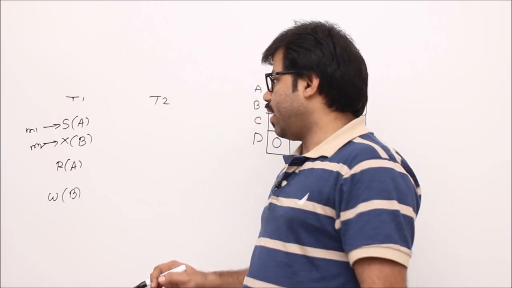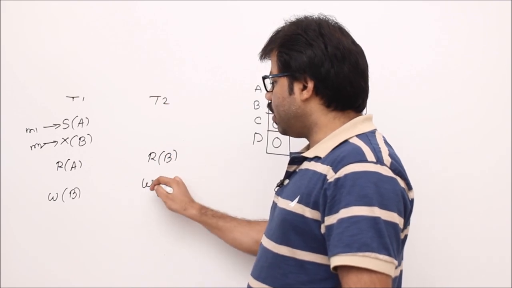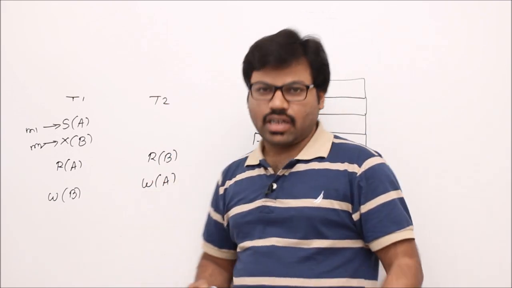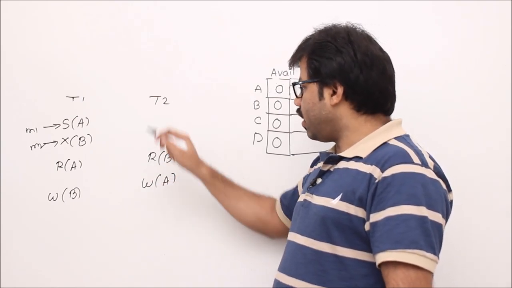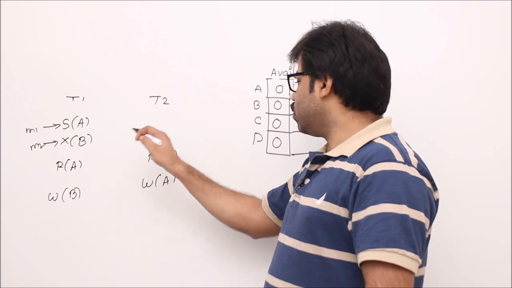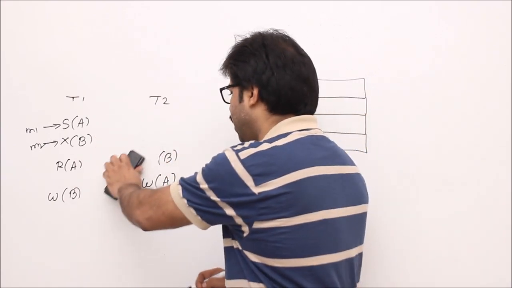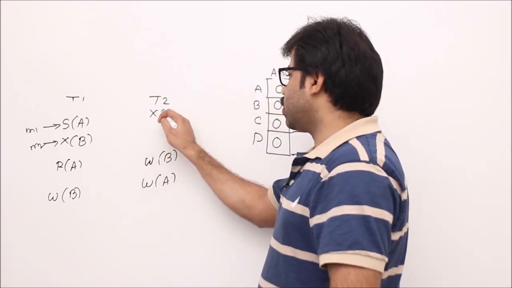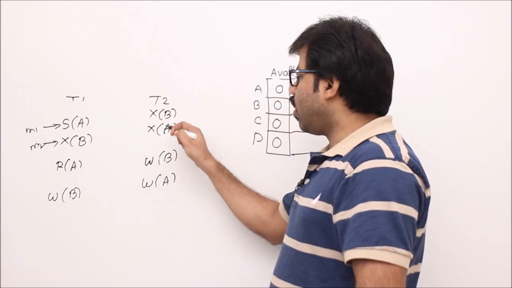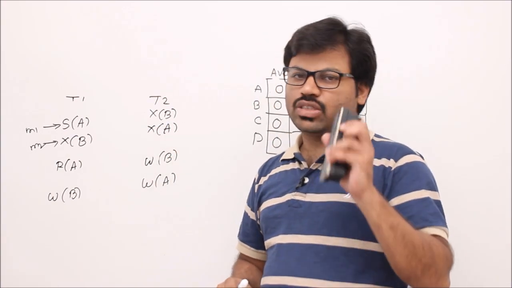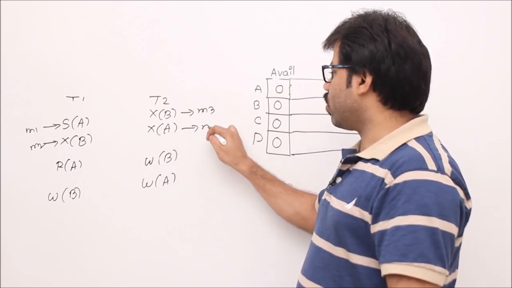Meanwhile, what can happen: T2 also has, let's say, read of B, write of A. T2 is also following conservative 2PL. I'm just telling the instructions it requires. It also has to do a lock on B, sorry, a shared lock on B, whatever it is. Let's take write of B otherwise. So it requires an exclusive lock on B and an exclusive lock on A. Since each lock can be acquired by at least one machine instruction, those machine instructions are, let's say, M3, M4, right?